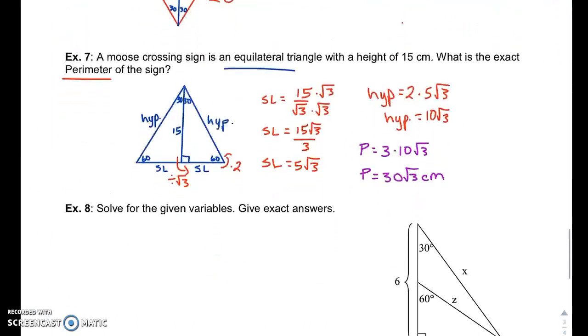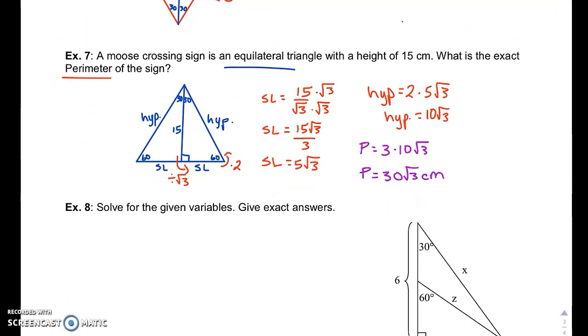It wants the exact perimeter. So exact means we leave the radical in simplest radical form. Do not give me a decimal if it says the word exact. Decimals are rounded answers, not exact answers. So leave the radical in your final answer. Perimeter is 30 radical 3 centimeters.